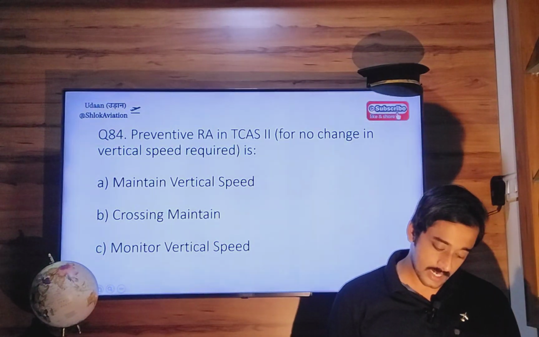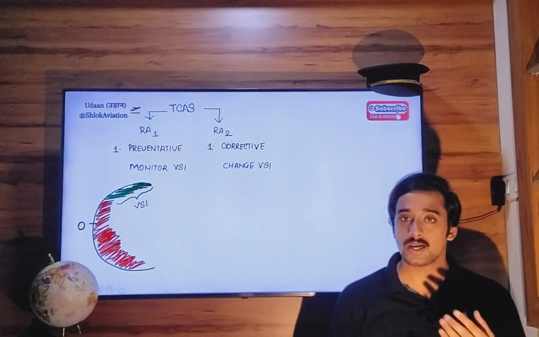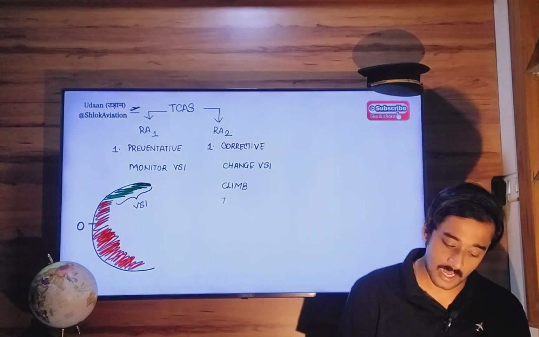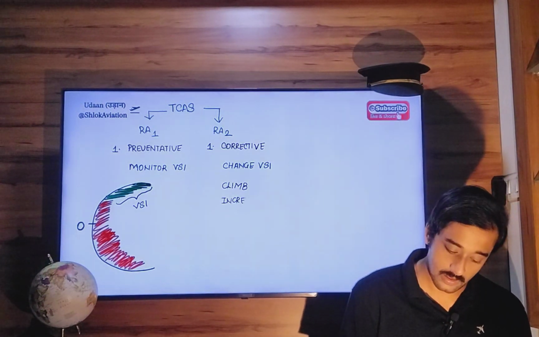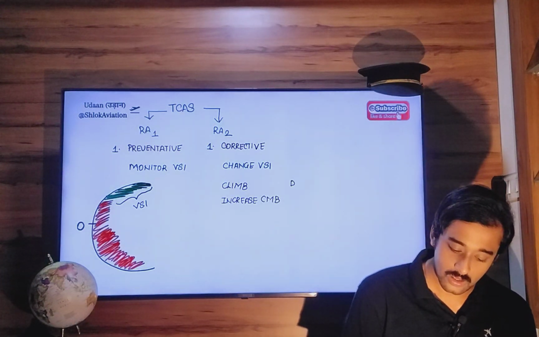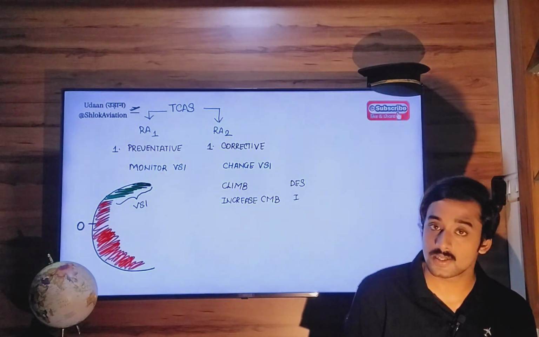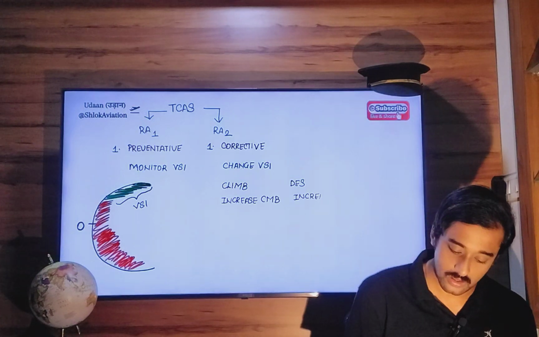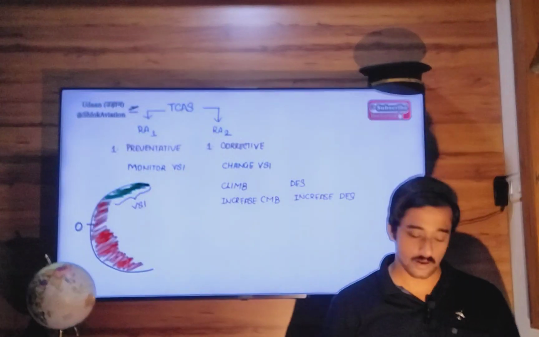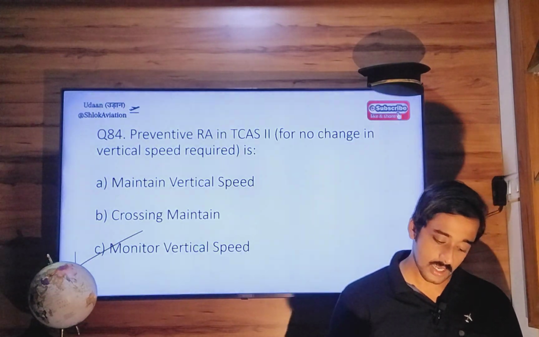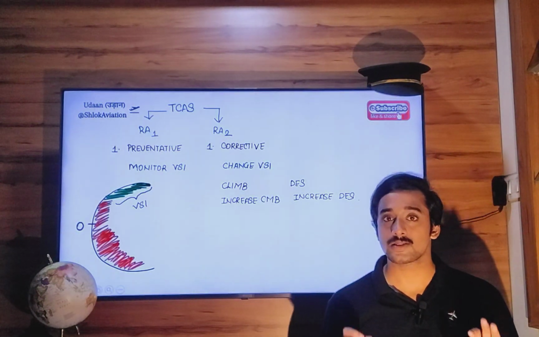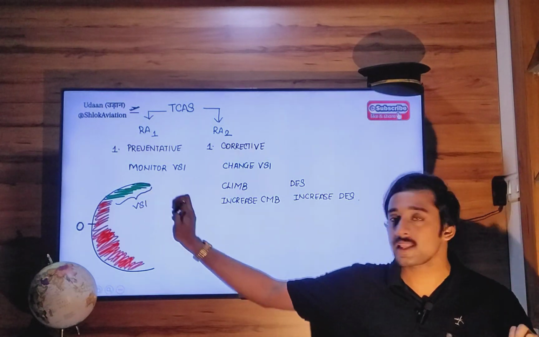In a corrective resolution advisory, you will be asked to climb, or to increase your climb if required. Similarly, you will be asked to descend, or to increase descent, as required. So these are corrective resolution advisories. So the correct answer is option Charlie. Monitor vertical speed. Keep monitoring your vertical speeds. Make sure that you are in this green color band.